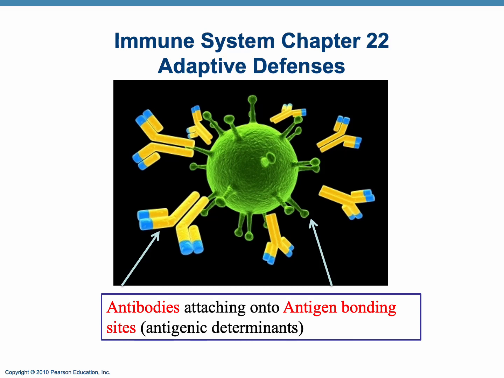All right, welcome back, Bio 153 students. And today we're going to continue talking about the immune system, focusing on the adaptive defenses. So this is all coming from chapter 22 in your textbook.